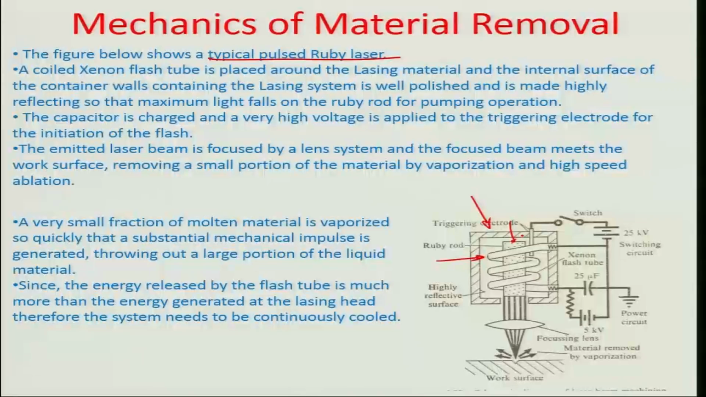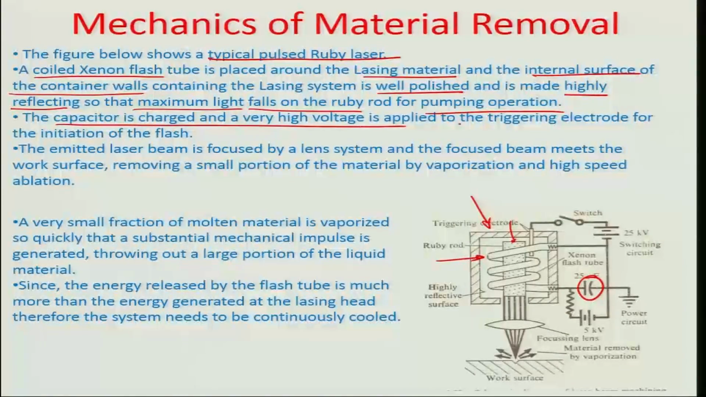So the coiled xenon flash tube is placed around the lasing material. The internal surfaces of the container walls containing the lasing system are very well polished, made of highly reflecting surfaces. The idea is that maximum light from the xenon flash tube should fall on the ruby rod for the pumping operation to happen. There is a capacitor, as you can see here, which is charged to a very high voltage to apply a triggering voltage to the flash tube, so that you can initiate a flash all of a sudden into the ruby medium.